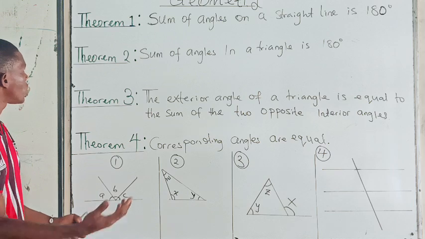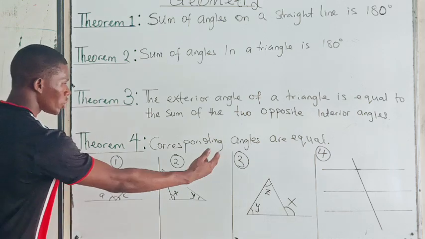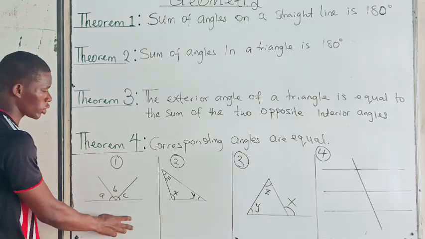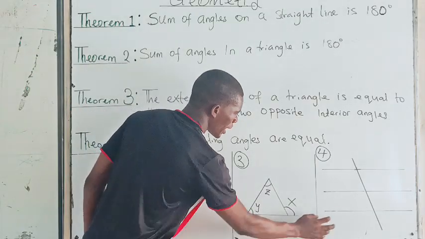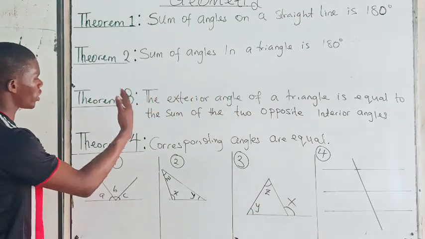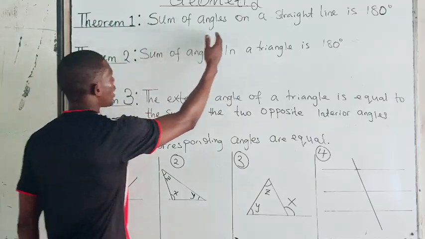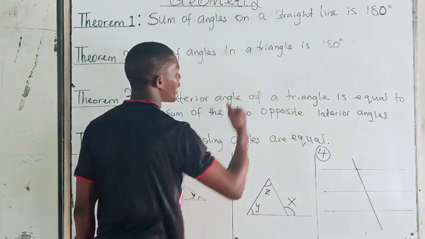So guys, we have our theorems here and we have diagrams to illustrate each of the theorems. This diagram is for theorem 1, theorem 2, theorem 3 and theorem 4. So I'm going to read the theorem and explain with this diagram. The first theorem says that the sum of angles on a straight line is 180 degrees.